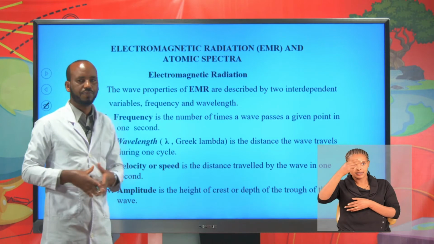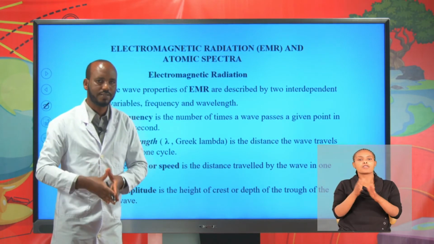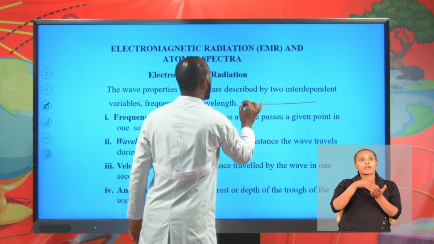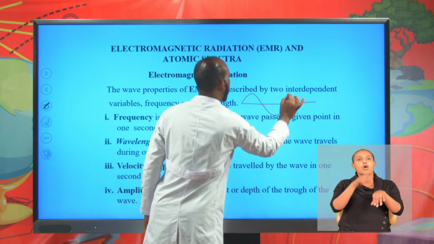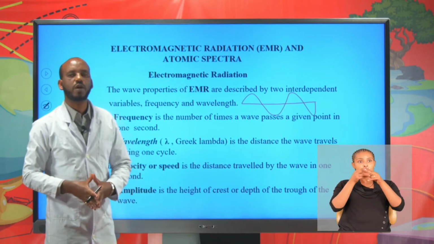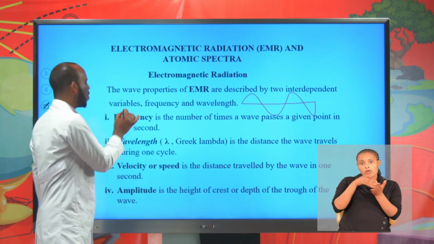Now, frequency is the number of times a wave passes a given point in 1 second. The number of times a wave passes a given point in 1 second is known as the frequency of the wave. Frequency is denoted by the symbol nu.